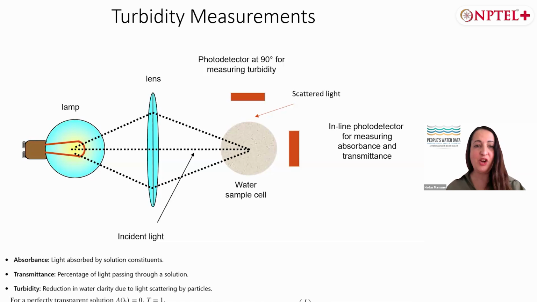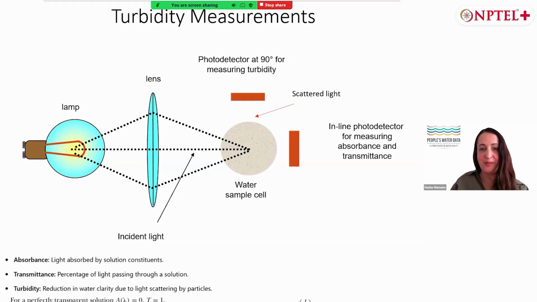So here, for example, we have a case of a lamp, and we have our water sample that contains particles. Now, when light hits those particles, we have two options. One of them is to measure turbidity, which is the scattering of light at a 90 degree angle. The other one is to measure absorbance or transmittance, which uses an inline photodetector for measuring these parameters.